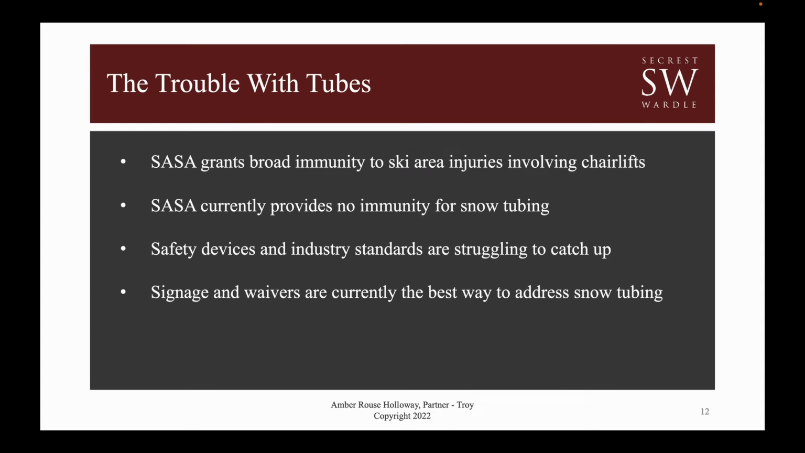Now, moving on to the trouble with tubes. Again, the SASA grants broad immunity to ski area injuries involving chairlifts and tow ropes, but it currently provides no immunity for snow tubing. Safety devices and industry standards are struggling to catch up with tubes, and signage and waivers are currently the best way to address snow tubing.